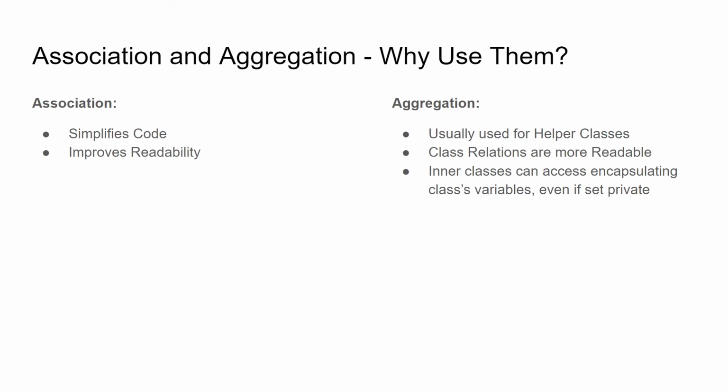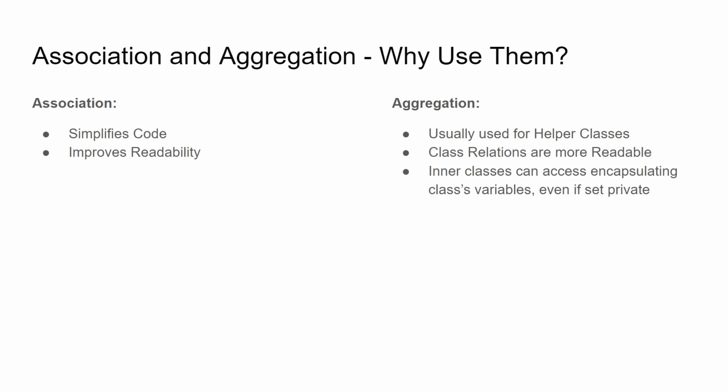So why should you be using these types of has-a relationships? Well, for association, we use them all the time. They simplify code, they improve readability. It's easier to tell what's going on because you are literally referencing, for example, a pineapple rather than the properties of pineapple. So it encapsulates all the information you need into one nice little package and makes it much easier to maintain too.